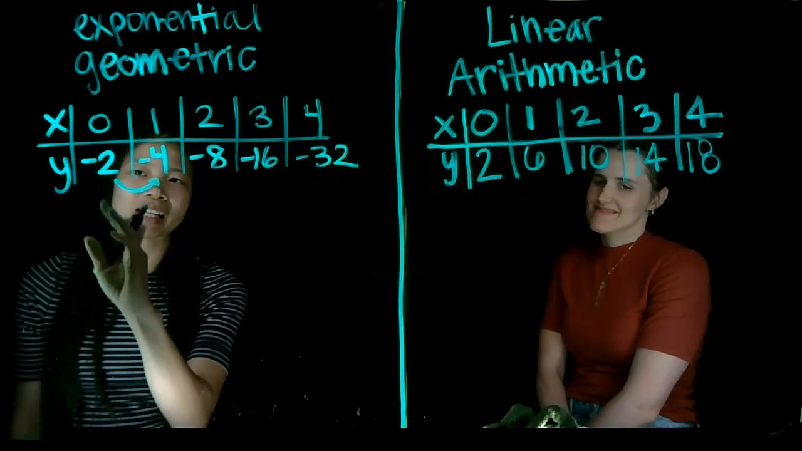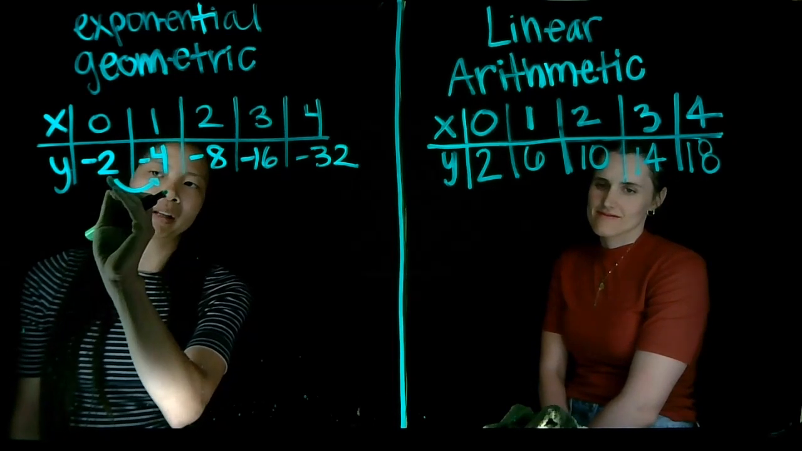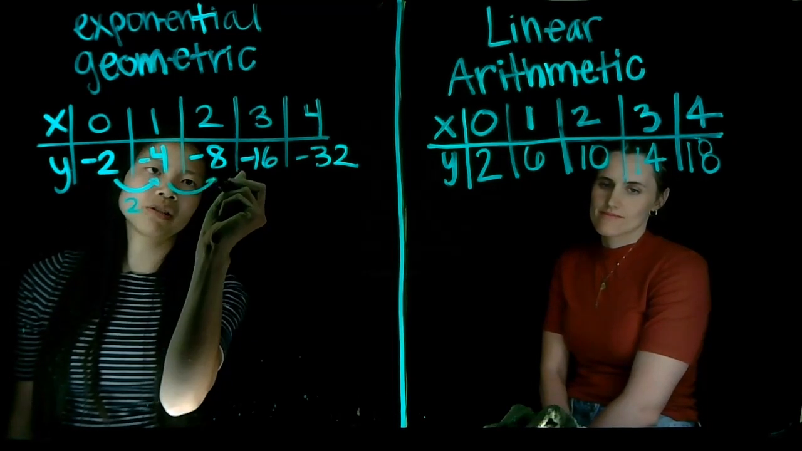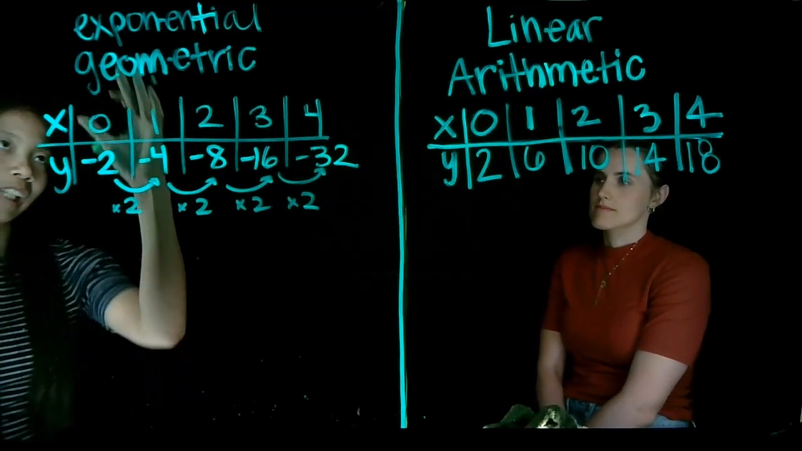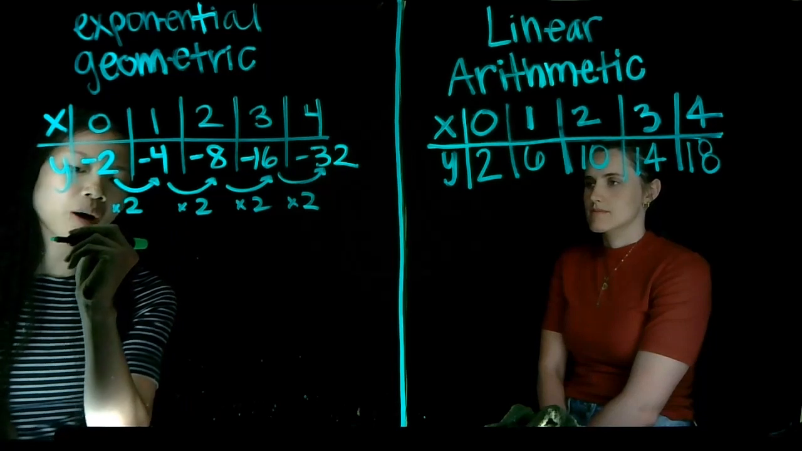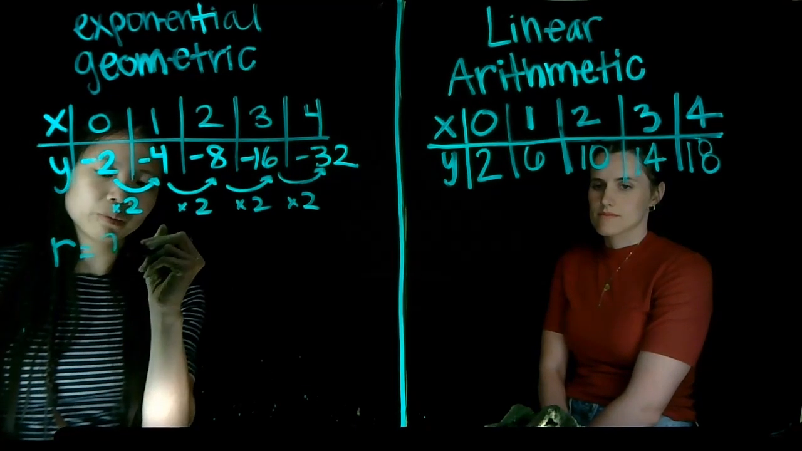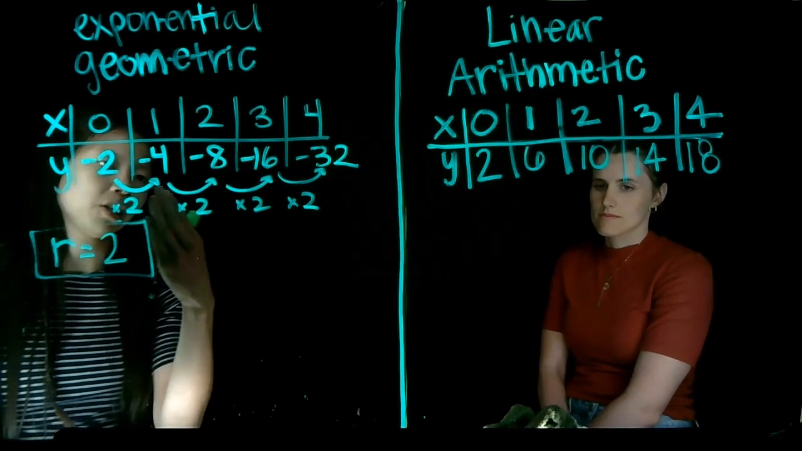What do I need to multiply to get from -2 to -4? I need to multiply -2 by 2. -4 times 2 is -8. -16 times 2 is -32. Remember, with exponential or geometric growth, we talk about the common ratio. So our common ratio in this case would be 2 because I am multiplying by 2 each time.